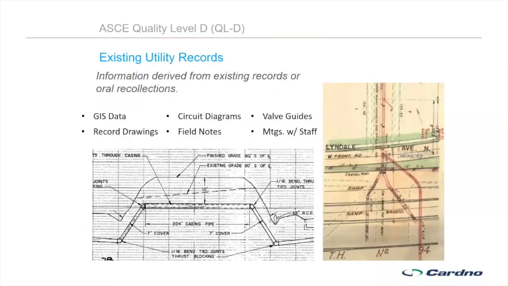So existing records, being the quality level D, can take the form of GIS information. It can take the form of good as-built data, which obviously we all know would be great if everyone did as-built their data, but most utilities don't actually take the time to do that. Record systems maps, anything that gives the engineer the ability to know at least what they're looking for and what may be in the ground within the context of a project.